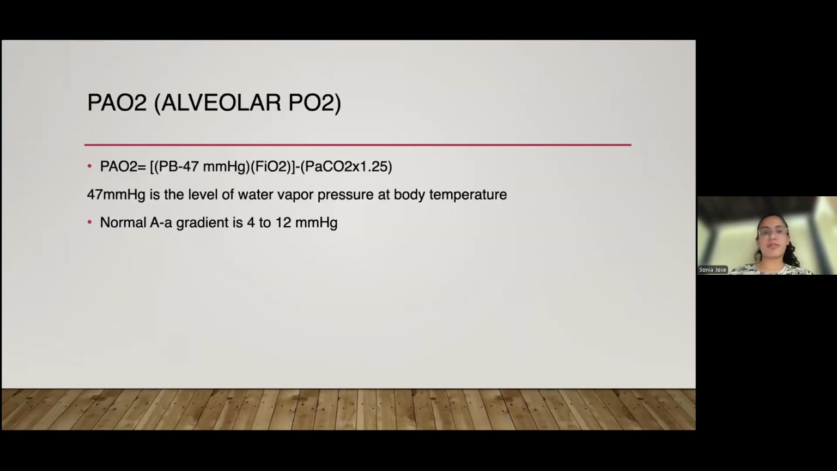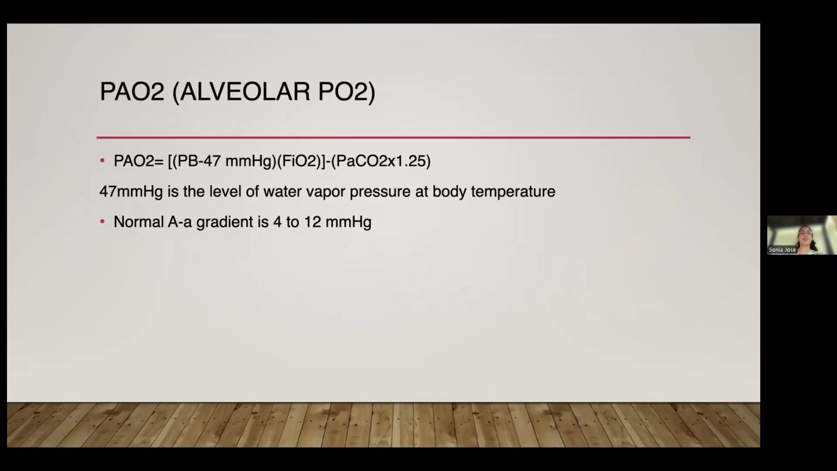So from the exam point of view, we can simplify this equation. PB will always be given in the question, and it will be written as 747. So to simplify the equation, 747 minus 47 is 700 into FiO2. If FiO2 is 21%, we always use 0.21. So 700 into 0.21 we can simply use in the equation as 7 into FiO2, that is 21. We can use it like that for the exam point of view.